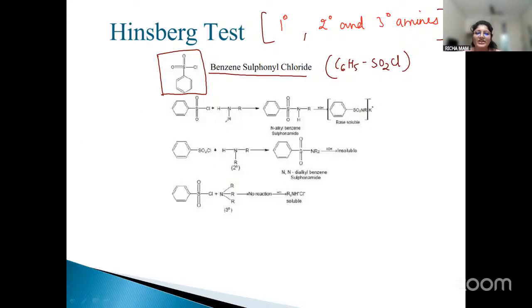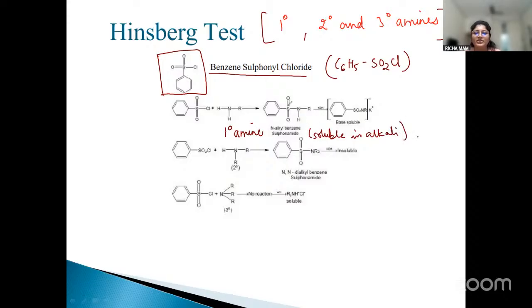The first reaction is with primary amine. Benzene sulfonyl chloride reacts with a primary amine and forms N-alkyl benzene sulfonamide, and this is soluble in alkali.